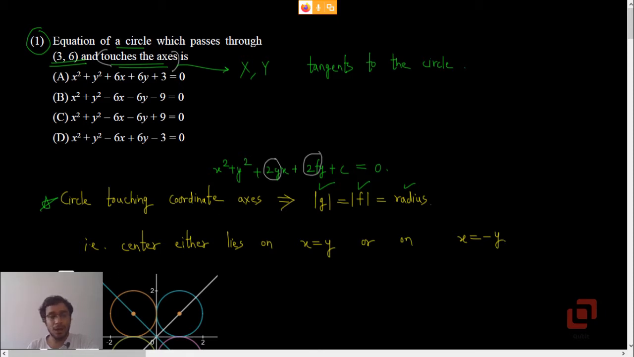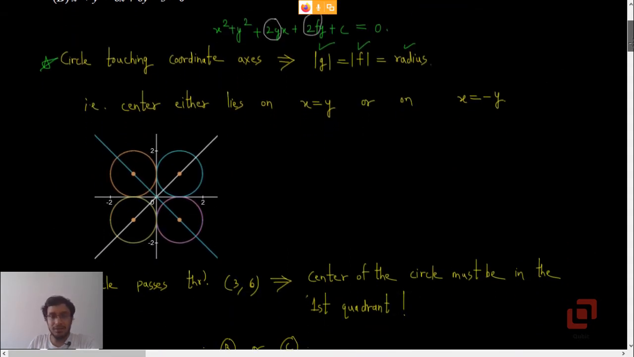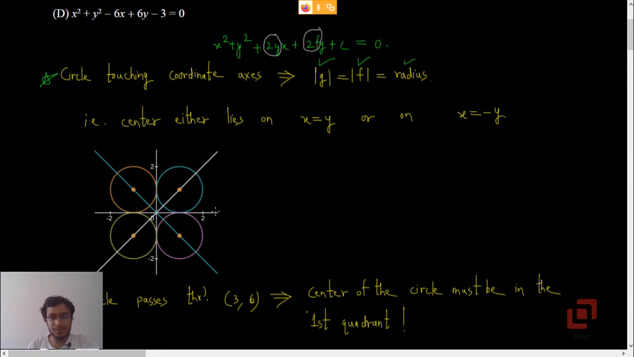Okay, now how can I directly say that if a circle touches the coordinate axis, then mod of g is equal to mod of f equal to the radius? You can see that here in this figure. Okay, this is our x-axis and this is our y-axis. It is important to note that our circle is touching both the axes. Okay, so when a circle touches both the coordinate axes at the same time, if its center lies in the first quadrant, then it must be on the line y equal to x.